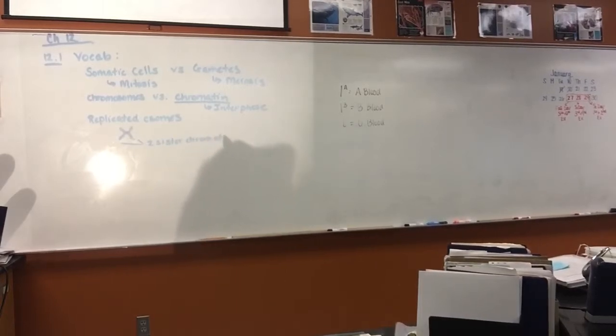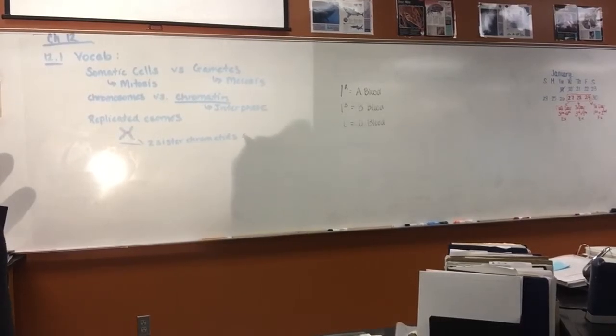What's the relationship between the sister chromatids? They're exactly the same. So the DNA making up this chromatid is exactly the same, an exact replica of the DNA making up that sister chromatid. And attached at the centromere.